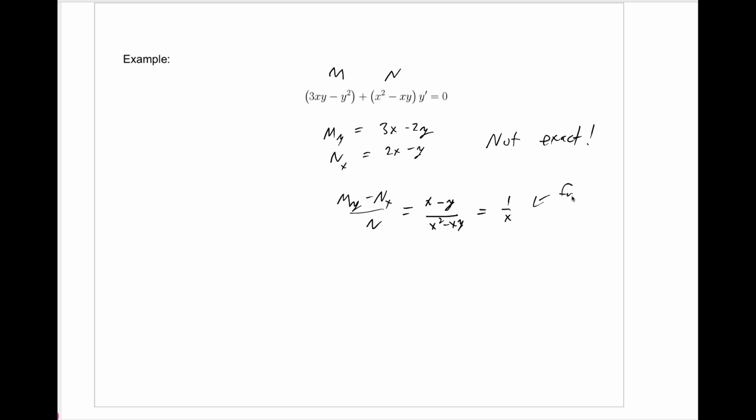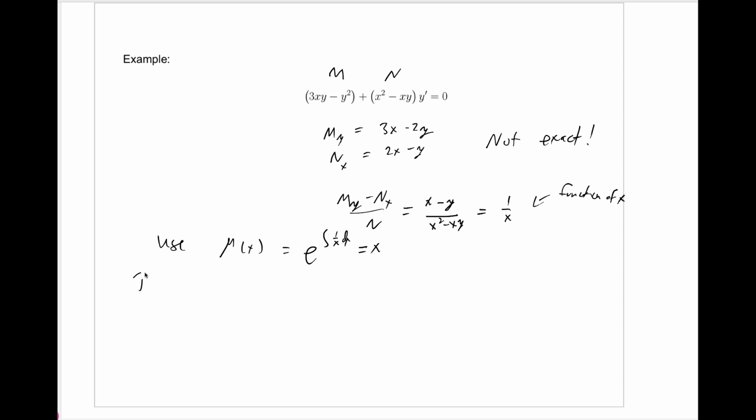This is just a function of x. So then we create our integrating factor. Mu is just a function of x, and it will be e to the integral of m sub y minus n sub x over n, which is 1 over x dx. This is just log x, and e to the log x is just x, so I can use an integrating factor, which is just x.